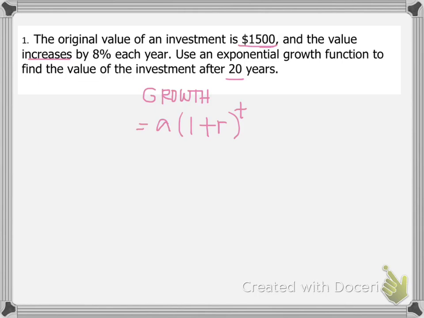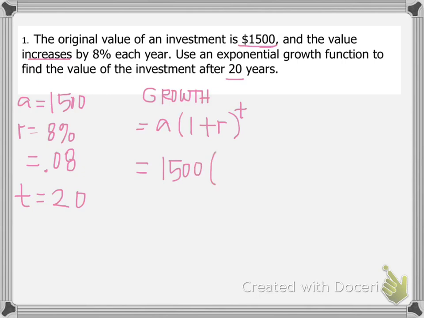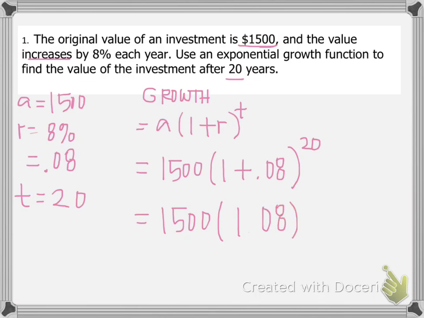Okay, well, in here my A is going to be my 1,500. My R is 8%. 8% changes to a decimal, so it's going to be 0.08. That's exactly what we're going to use. And then your T is going to be 20. So here is my function: 1,500 times 1 plus your rate, which is 0.08, raised to the 20th power. So 1,500 times 1.08 raised to the 20th.